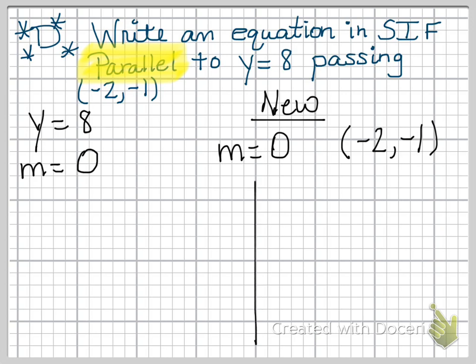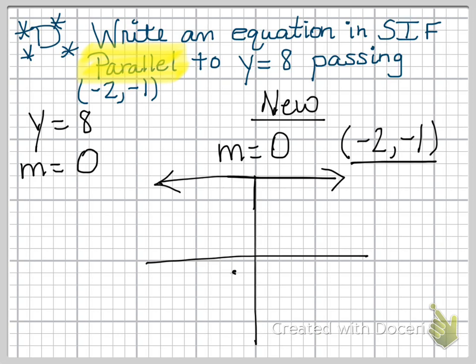Well, what I know about having a 0 slope is that it's no fun. It's 0 fun. So y equals 8 is going to go through up here at 8 on my graph, and I'm making one that is parallel to that. So it has the same slope. The point it gives me is going through negative 2, negative 1. So if I look at negative 2, negative 1, I'm actually at this point right here.